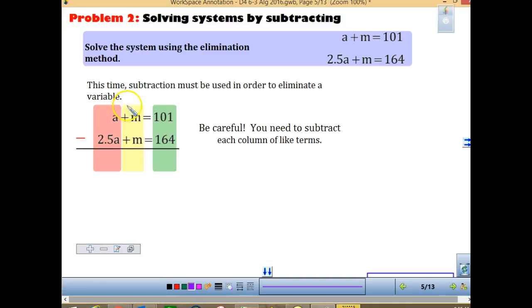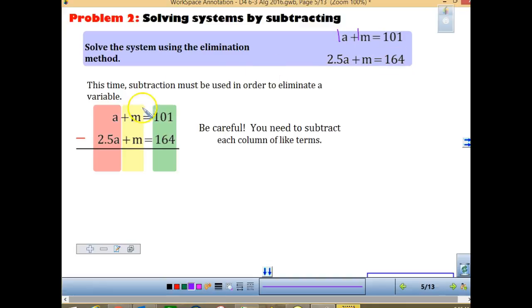Right? So, top of the next page. Some of you aren't there yet. 1a, you agree, plus 1m equals 101. 2.5a plus 1m equals 164.